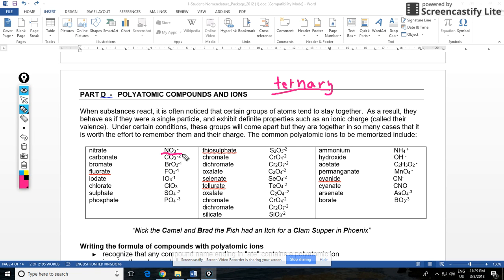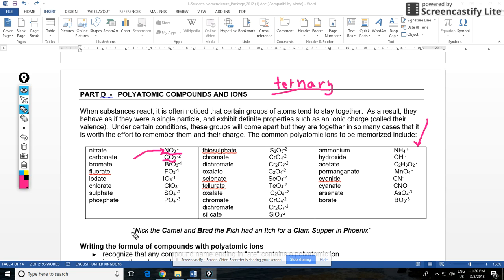A polyatomic ion is not a compound itself. Instead, it's a group of atoms that are covalently bonded, so they're attached by covalent bond, pairs of electrons, and they have an overall charge. For example, nitrate is the polyatomic ion NO3 with a charge of -1. Carbonate is a polyatomic ion CO3 with a charge of -2. There are a variety of different polyatomic ions, and there are some common ones that need to be memorized. You need to be aware of many of the common ones within this table here.